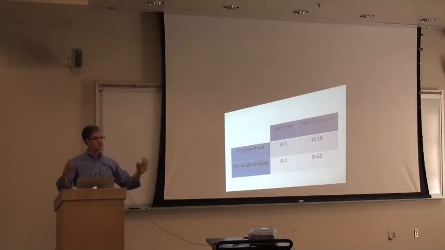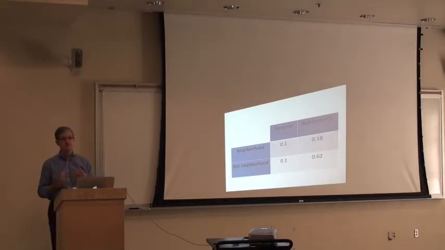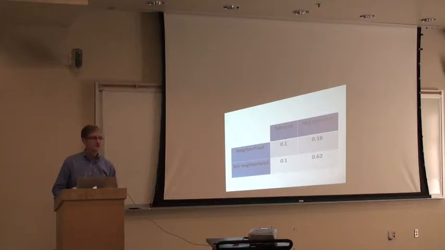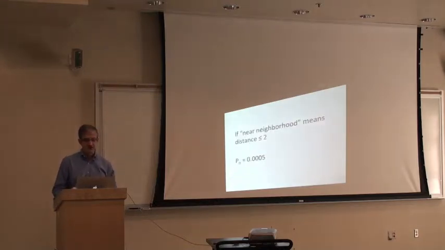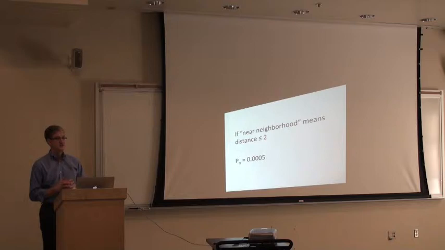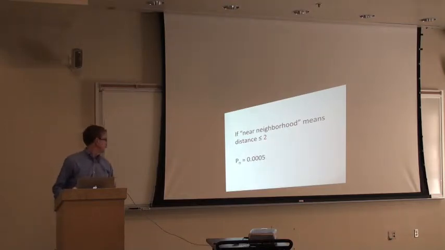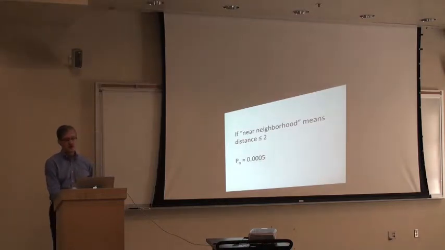And the way to do that is that 18%, that basically is driven by the probability that two random people are in the near neighborhood. And the way to make that lower is to reduce the size of the near neighborhood. So if you reduce the size of the near neighborhood to distance less than or equal to two hops, then the probability in this model is about 0.05%, which is way, way lower.